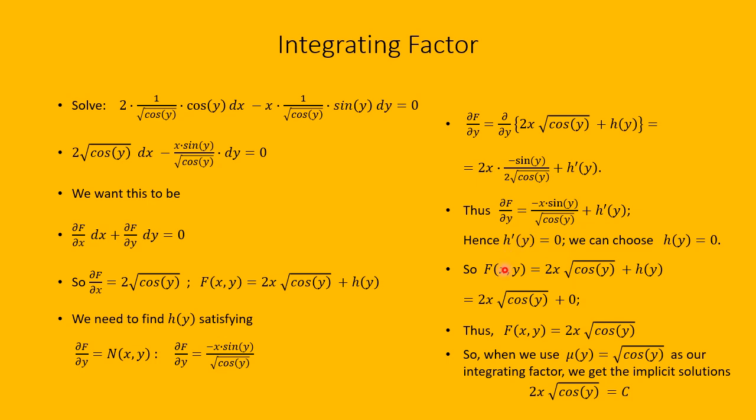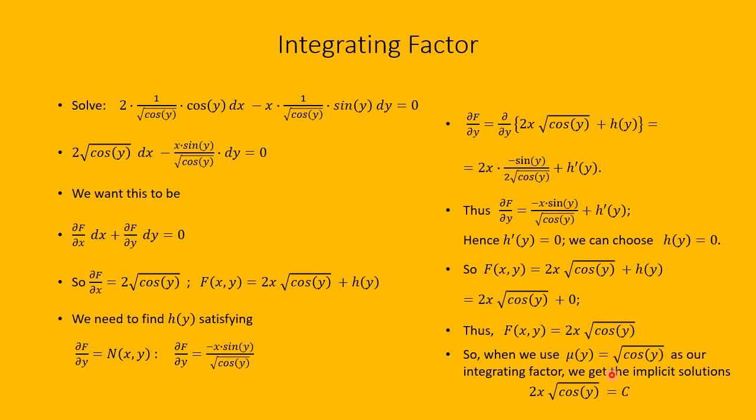So then f of x,y, coming back here, is going to be 2x times the square root of cosine y plus 0. And so that's what we have here. And f of x,y is 2x times the square root of cosine y. So what we found is that when we use this integrating factor, mu of y is 1 over the square root of cosine y, then we get implicit solutions to this exact differential equation of this form. 2x times the square root of cosine y equals c.